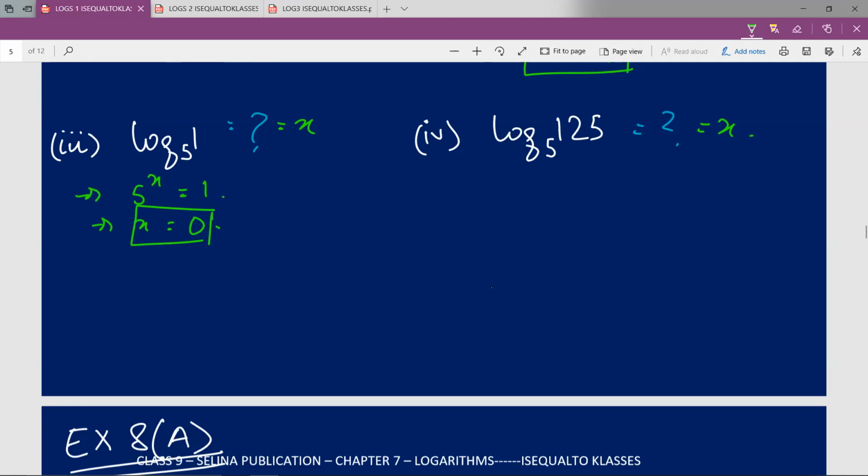Moving on to the last subpart, which is log of 125 to the base 5 is equal to x. We'll use the same method which we used to solve the previous subparts in previous videos. So I could write this as 5 raised to the power x is equal to 125. Now we need to find a power such that 5 to that power will be equal to 125. Now 125 can be written as 5 into 5 into 5. How many times is 5 being repeated? 3 times. So 5 raised to the power 3 is equal to 125. Therefore, x is equal to 3, which brings us to the end of this lecture.